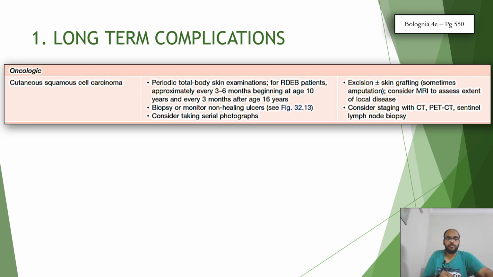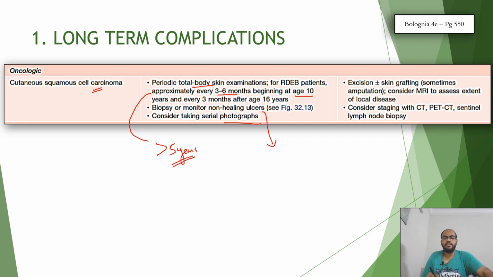Cutaneous squamous cell carcinoma. We'll discuss that in detail in one slide. Don't worry. You just have to examine total body, frequent examination every 3 to 6 months, and you begin at the age of 10. However, some guidelines recommend that after 5 years of age, annual screening is a must. After 10 years, you may increase the frequency of screening every 3 to 6 months. Biopsy any non-healing ulcers and take photographs so that you can have photographic evidences.